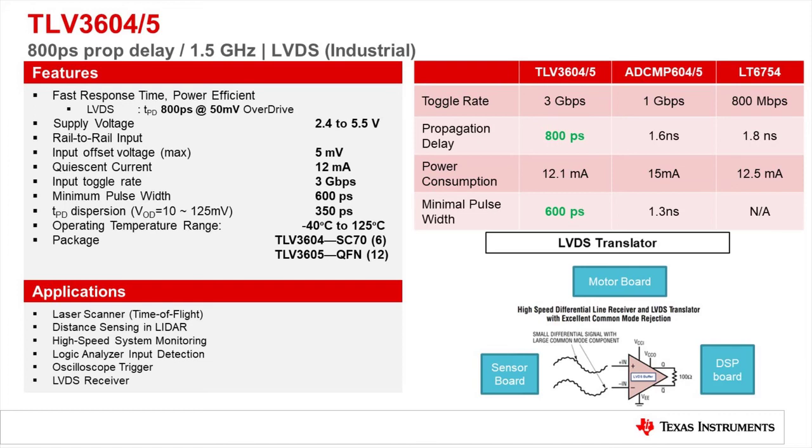And so LVDS makes the TOV 3604 and 5 really well suited for LiDAR and time-of-flight applications, as well as for test and measurement systems.